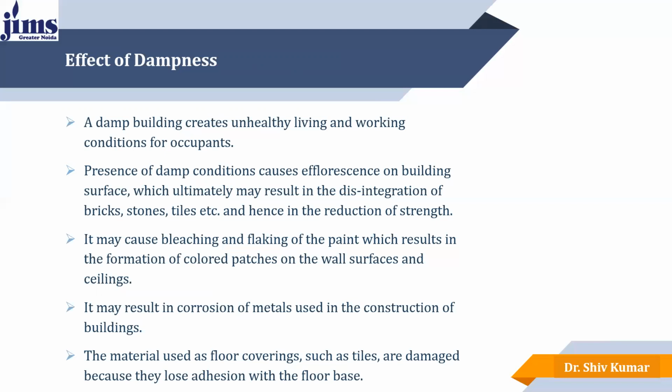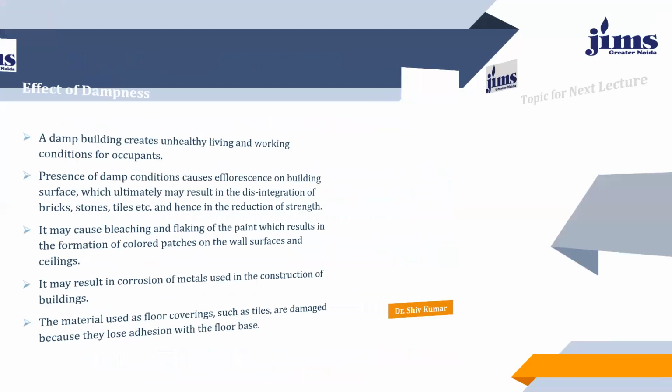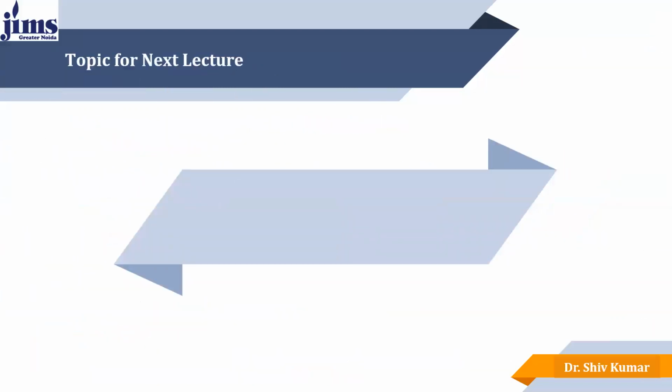appearing on the building surface, which ultimately may result in the disintegration of bricks, stones, tiles, and hence a reduction in the strength of the structure. It may cause bleaching and flaking of paint, which results in the formation of colored patches on the wall surface and ceiling. It may result in corrosion of material, and there are so many damages that can be caused due to this damp. So this is all about plastering, pointing, and damp condition.